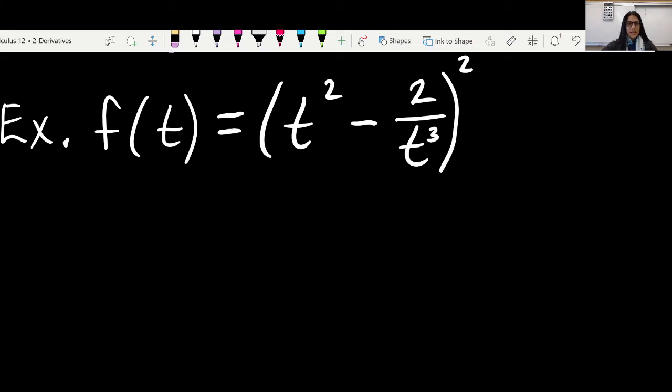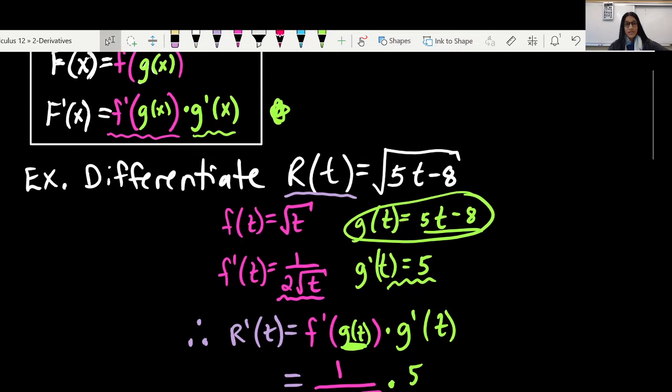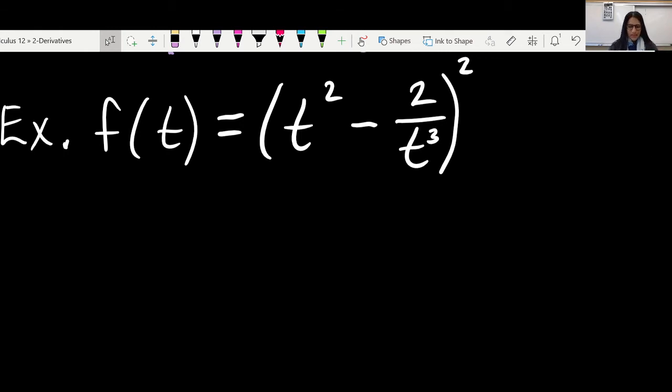If we look at this, we have f of t equals t squared minus 2 over t cubed, all to the power of 2. So I want to show you a slightly different approach. We can do it the same way as what we just did back there, or there's another approach that you might find easier to work with. So I am going to start with saying this. We are going to use substitution.